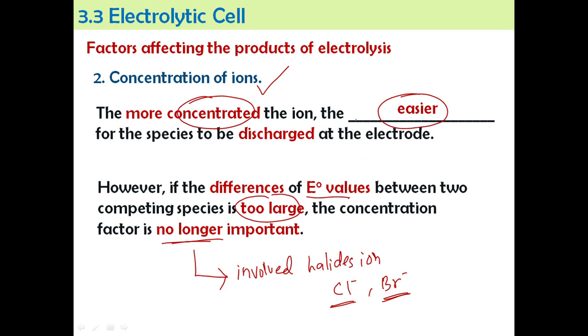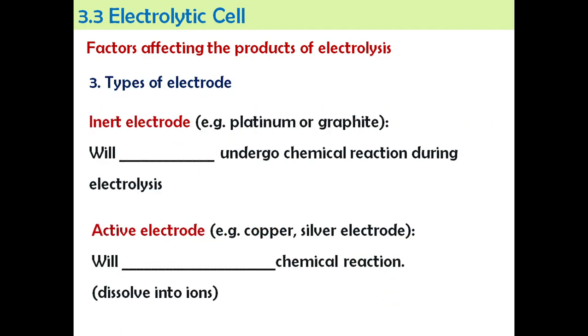Okay, yang seterusnya adalah type of electrode. Okay, we know that there are 2 type of electrode, inert dan active. So, kalau inert electrode will not undergo chemical reaction. Active electrode will undergo chemical reaction. Okay, jadi inert electrode, platinum dengan graphite, dia takkan terlibat dalam reaction. So, it will not affect the reaction. But, kalau kita guna active electrode, okay, dia akan take part dalam reaction. So, this will dissolve into ions.